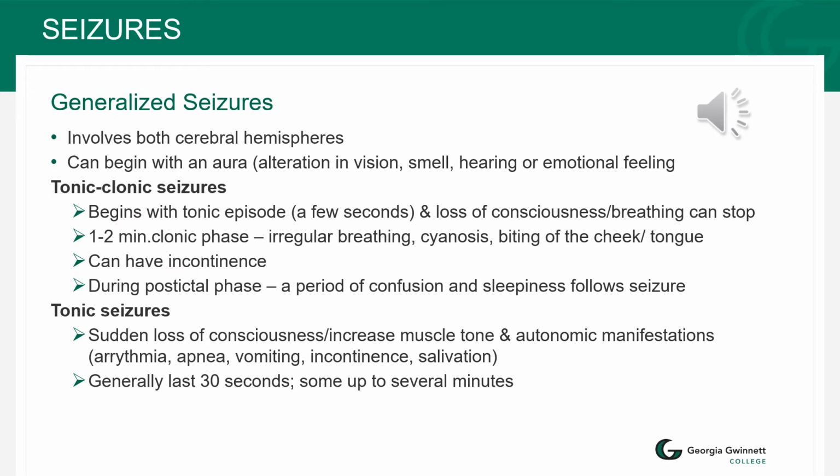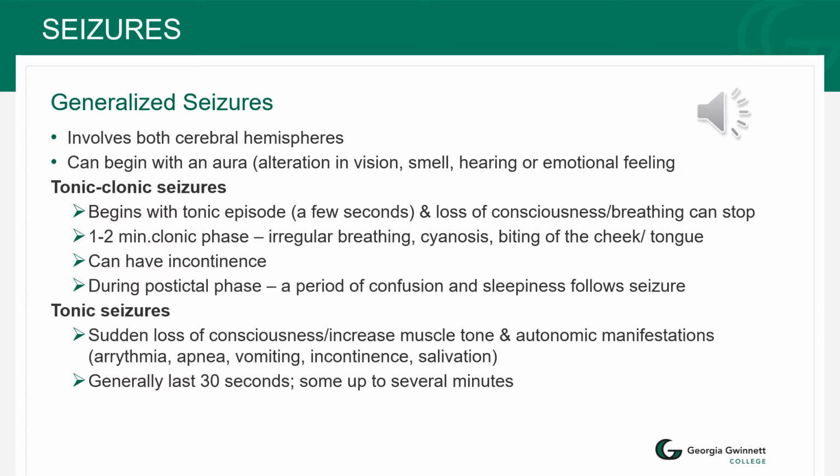There are 5 types of generalized seizures that we're going to review on this PowerPoint. Again, involves both cerebral hemispheres. It can start with an aura, which can be a smell or something they hear. It can even be an emotional feeling.